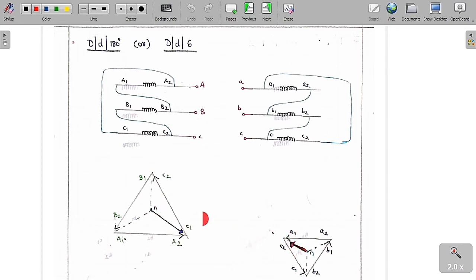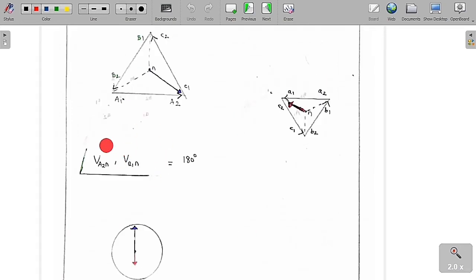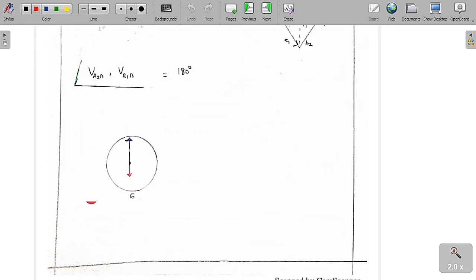You can see clearly the phase angle between them is nothing but 180 degrees. Therefore, the phase difference between A2N and A1N is 180 degrees. So we can say they are at 6 o'clock. The HV phasor is always fixed at 12 o'clock, and the LV phasor is represented by the hour hand. It is variable as per the angle between them. So 180 degrees is also called 6 o'clock.